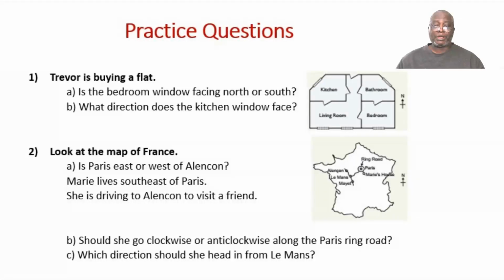Question 2 is a similar question, only this is about movement. Is Paris east or west of Alencon? Marie lives southeast of Paris. She is driving to Alencon to visit a friend. And the question says, should she go clockwise or anti-clockwise along the Paris Ring Road? Which direction should she head in for Le Mans? There we go.